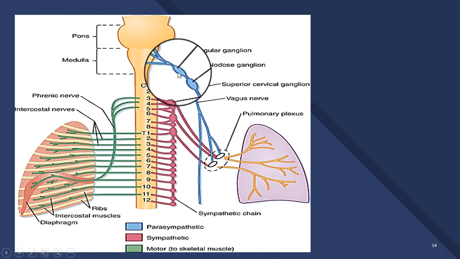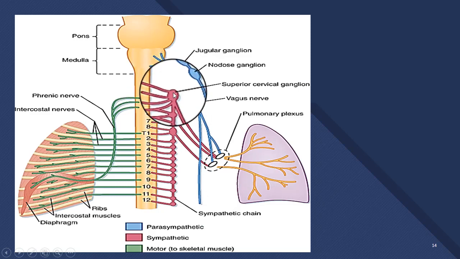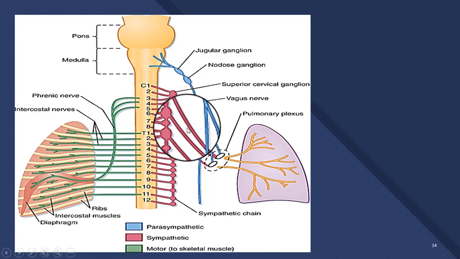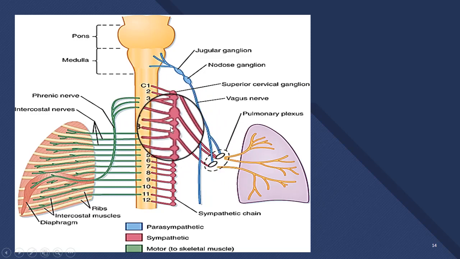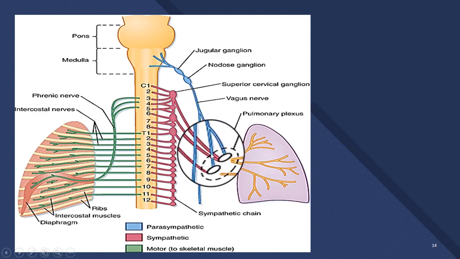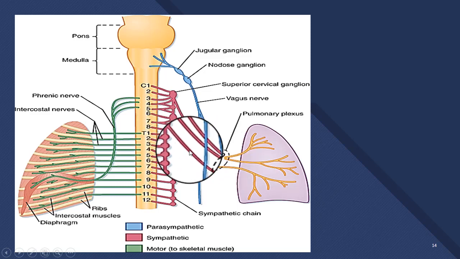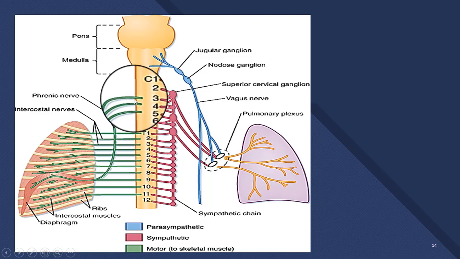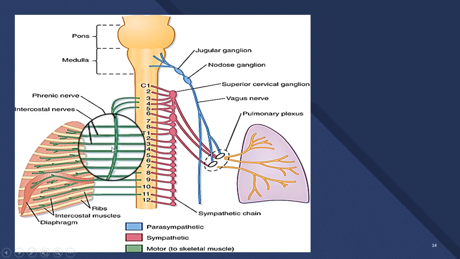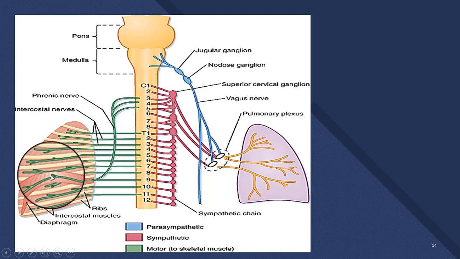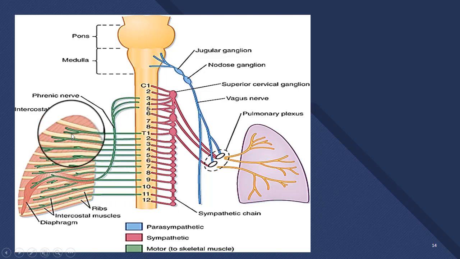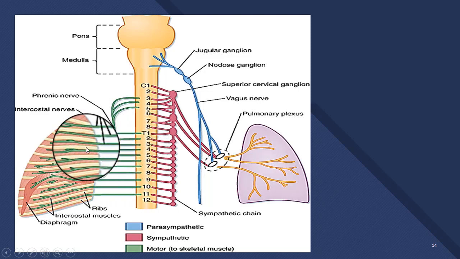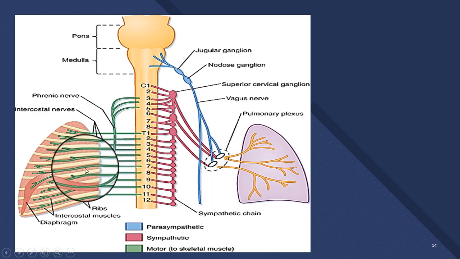Second, sympathetic. From the sympathetic trunk, they stimulate relaxation of the bronchial smooth muscles and vasoconstriction of the pulmonary vessels. Third, visceral afferent, which conduct pain impulses to the sensory ganglia of the vagus nerves. So this was all about the nerve supply to the lungs.